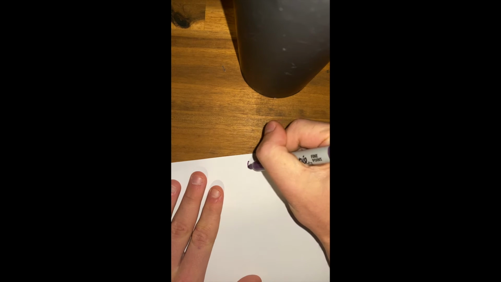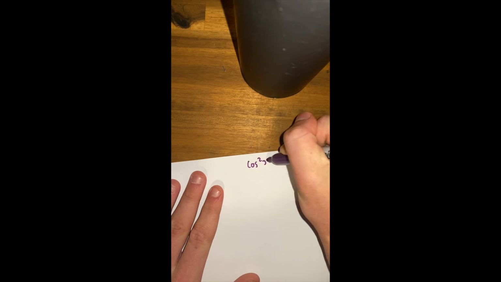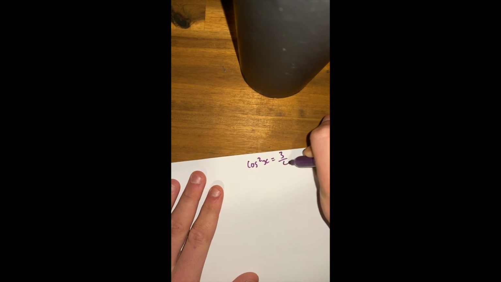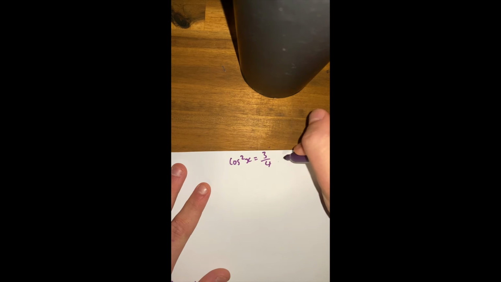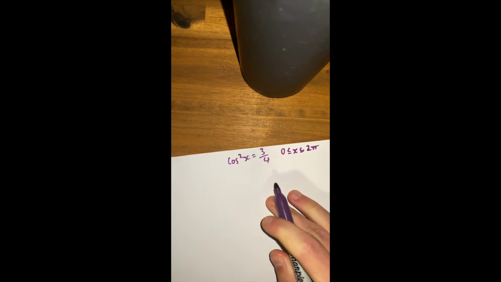Alright, we'll explore this further with another example, this time a little bit more complicated, and it's going to have the same domain. So in this case we have cos squared x equals 3/4.